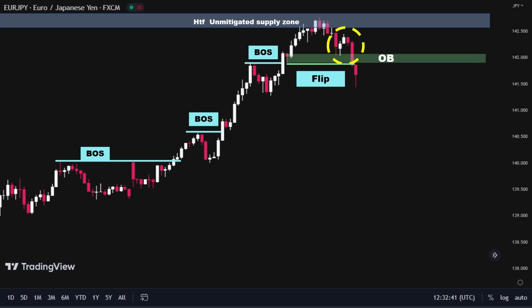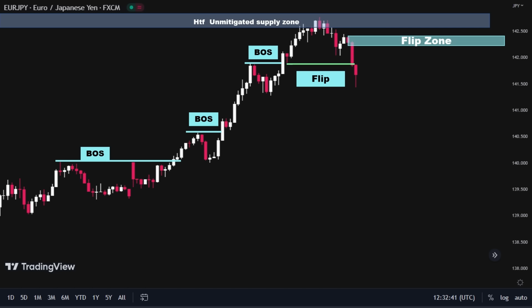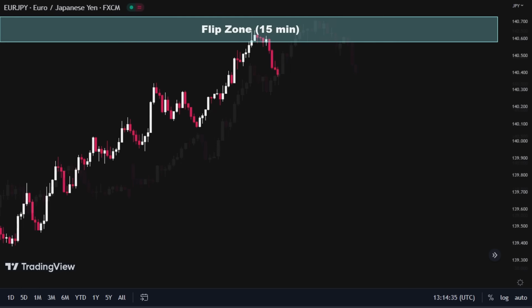Here we have a perfect flip pattern. Next, we should highlight the flip zone created by the wave, which flipped the recent demand zone. Now we have spotted the flip zone. And next, we should zoom into the 1-minute time frame and wait for price to reach the flip zone and show us a valid change of character.